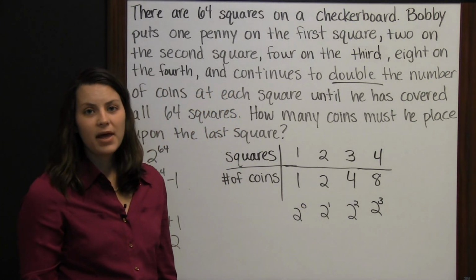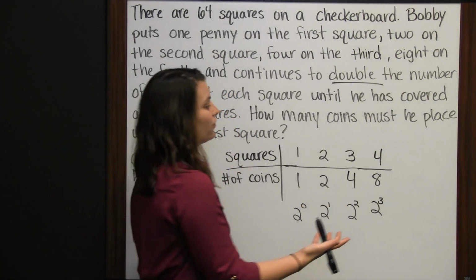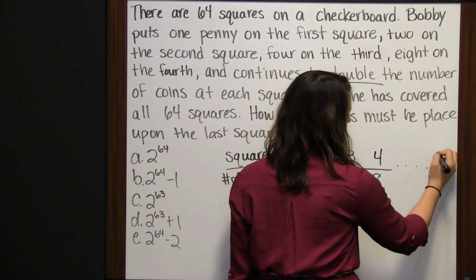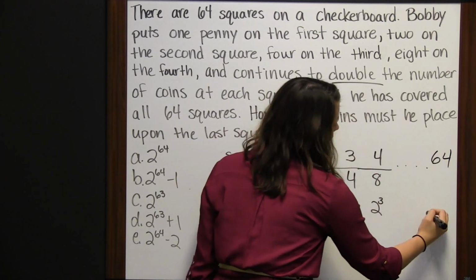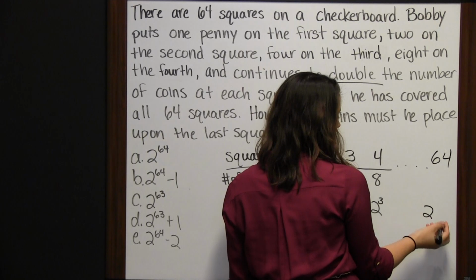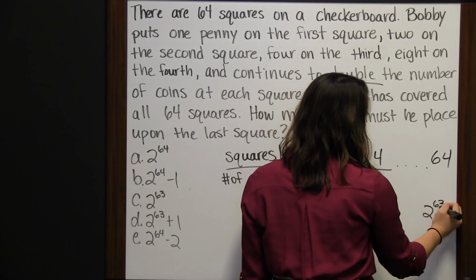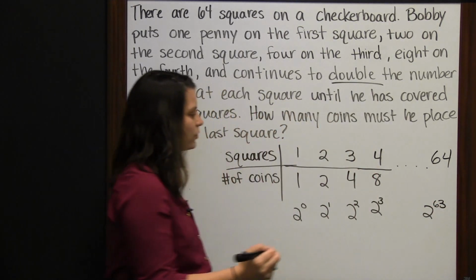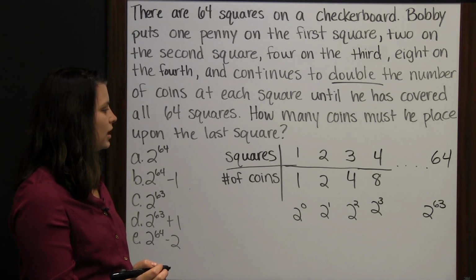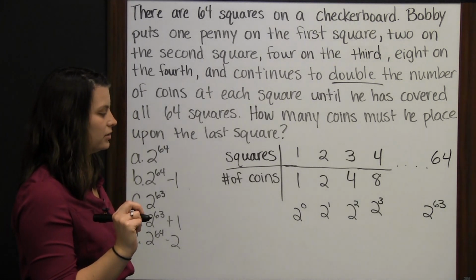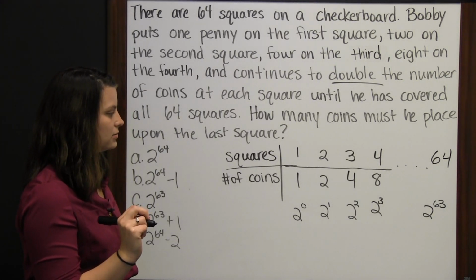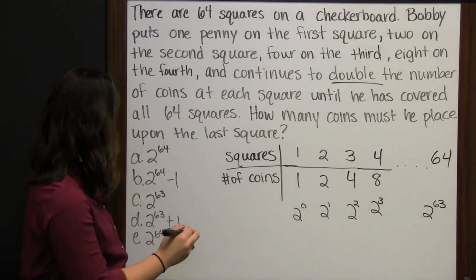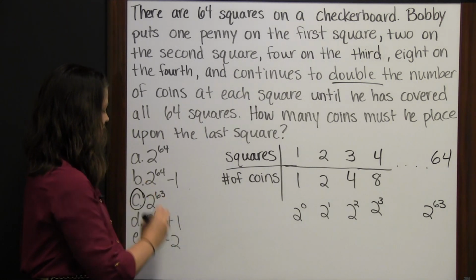So then how many pennies will be on the 64th square? Well, we know that we're going to have a base of 2, and our exponent is going to be 1 less than the square we're on. So we'd have 2 to the 63rd power number of coins on our 64th square. Just answer C.